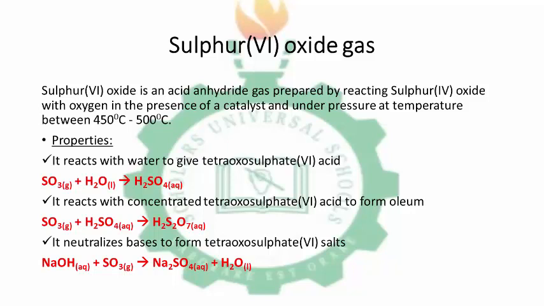Now, sulfur 6 oxide gas reacts with water to form tetraoxosulfate 6 acid, as I said before, and it also reacts with concentrated tetraoxosulfate 6 acid to form oleum. Oleum is H2S2O7. That's the chemical formula for oleum. Also, sulfur 6 oxide reacts with bases and alkalis to form tetraoxosulfate 6 salt. For example, sodium hydroxide reacting with SO3 gas forms sodium tetraoxosulfate 6 salt.